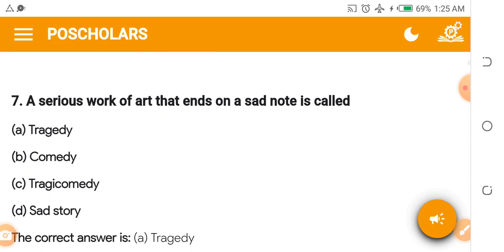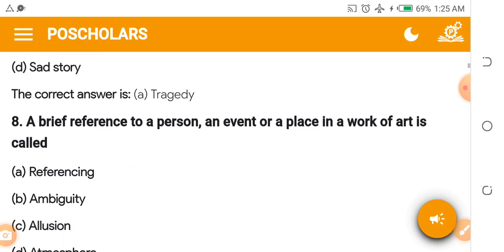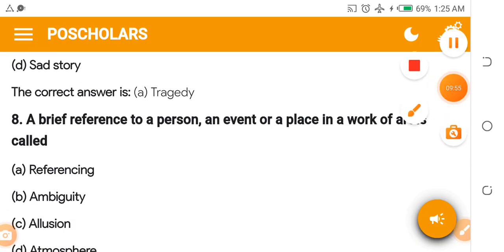A serious work of art that ends on a sad note is dash. A. Tragedy. B. Comedy. C. Tragic comedy. D. Sad story. The answer is tragedy. It could be a story, it could be a drama, it could be a novel. As far as it ends with sad notes, it is called tragedy. Then the opposite of tragedy is what?